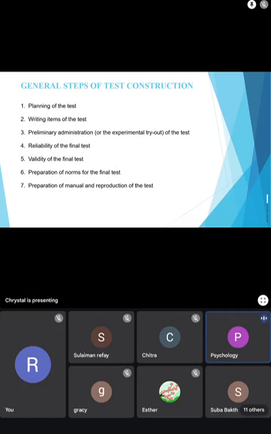This is an often repeated question. The general steps of test construction is an often repeated 5-mark question in our papers. Okay, I'll stop at this. It's already 8:40.